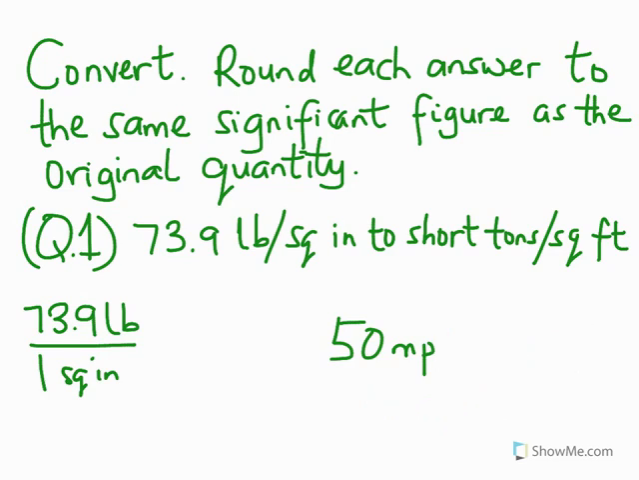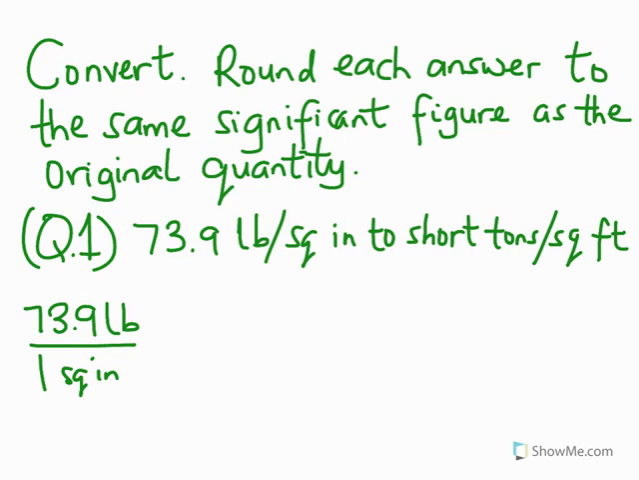So if we look at the question we are given, 73.9 pounds per square inch, this means that an area of 1 square inch will contain a mass of 73.9 pounds. Well, I will say mass in this case, not weight, because weight is in newtons. A mass of 73.9 pounds will cover an area of 1 square inch. So that is what it means. Now, you want to convert this to short tons per square feet.